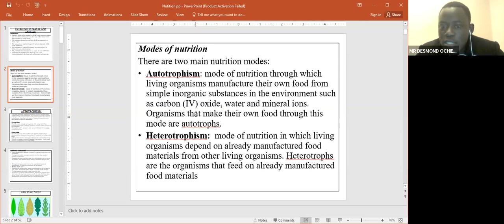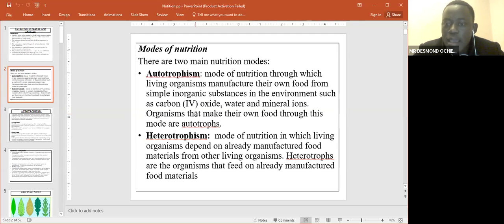So the keyword to note here is that this is the mode of nutrition in which living organisms depend on the already manufactured food. For this case, they don't manufacture their own food, but they depend on those food materials that have already been manufactured by other organisms. The food materials that have already been manufactured by other organisms are the ones that are consumed by the heterotrophs. So heterotrophs are the organisms that feed on the already manufactured food materials.